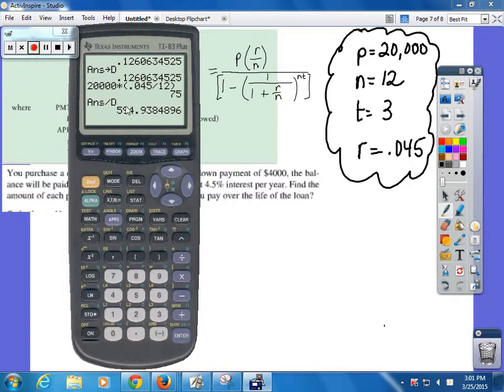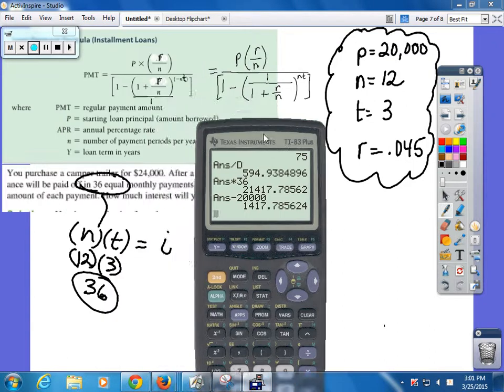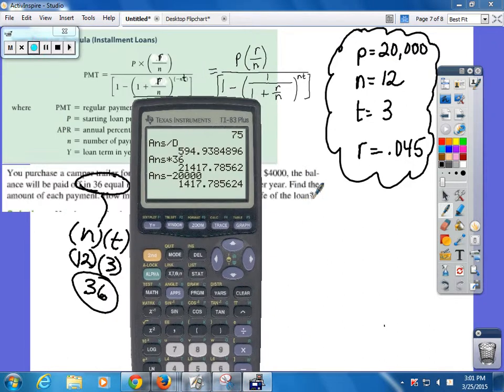That's your monthly payment. Now you take 594.94 and multiply by 36 payments. You're actually paying $21,417, minus what you borrowed, which is called the principal. And how much interest are you paying on $20,000? $1,417.80.